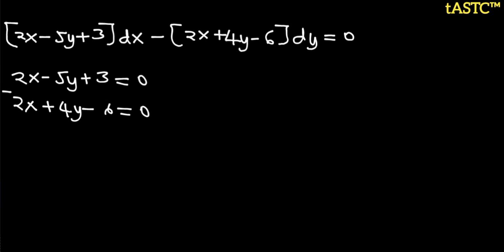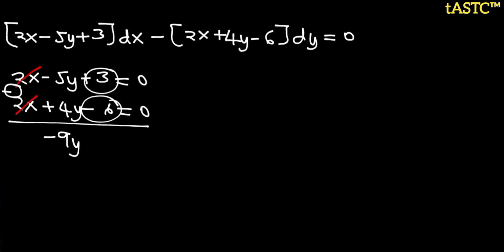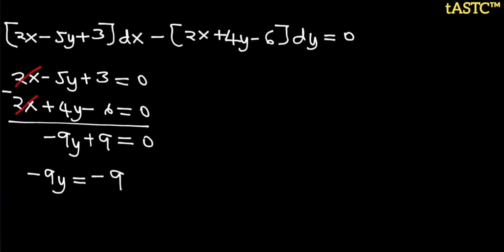So let us do that. That is going to cancel these ones out and you're going to have minus 5y minus 4y. So that is going to be minus 9y. And on this side we're going to have 3 minus negative 6. So that is going to give us a positive 9. This is equal to 0. From here we have that minus 9y is equal to negative 9. So we have y, so b equal to 1.